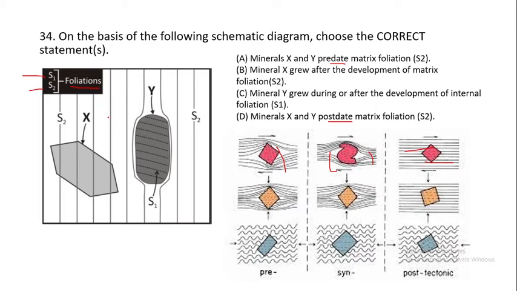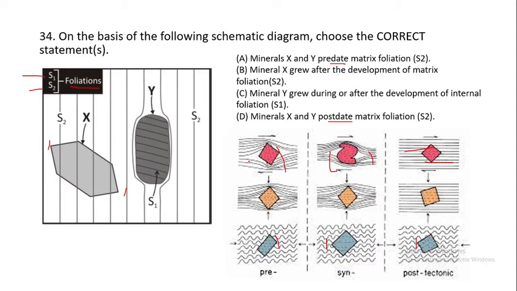Now there are two crystals, X and Y. We have to observe the size, texture and shape of these foliations. So now see the image. The pre, syn and post scenes are all present here. Here you can see three crystals, whether they are formed during the formation, after the formation, or are already present.